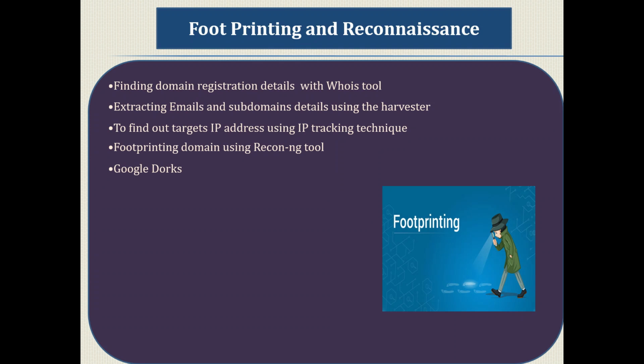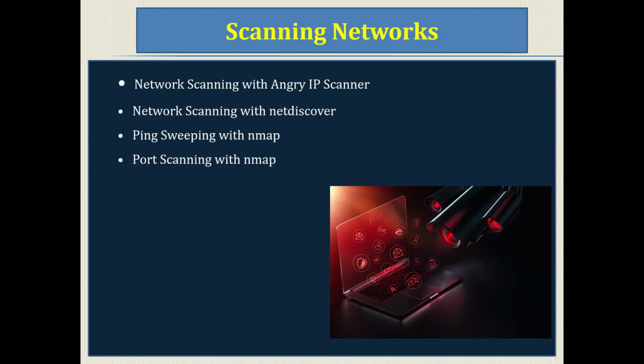Next, footprinting and reconnaissance. What is footprinting? Footprinting is nothing but gathering information, for example finding domain registration details with the whois tool. Before performing any attack, a hacker will perform the footprinting process. In the footprinting and reconnaissance process, he will understand what the website is, what the network IP is, what services they are using, and what ports they are using for the service. Many things we are going to cover in the footprinting part.